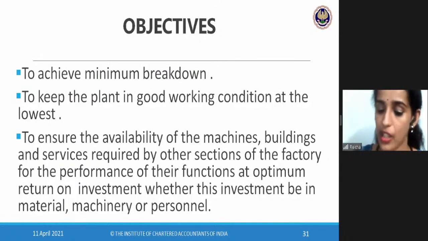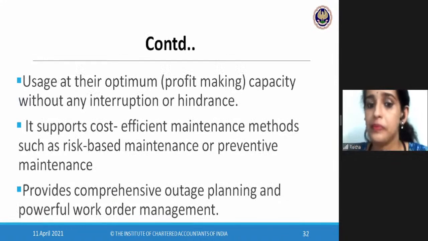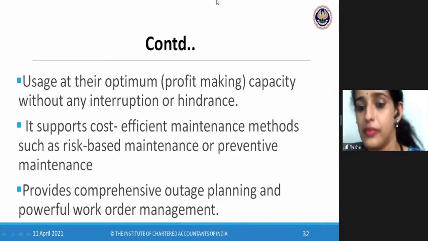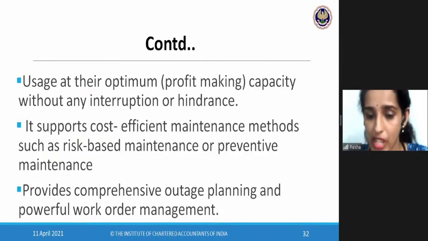So minimum breakdown, good working condition, and also to get the optimum return from these particular machines, that is the basic objective. Now, others are cost-efficient maintenance methods, how the maintenance can be done, whether it is risk-based or preventive maintenance. We have this maintenance. We'll see what the different types of maintenance are. Say risk-based or preventive maintenance.